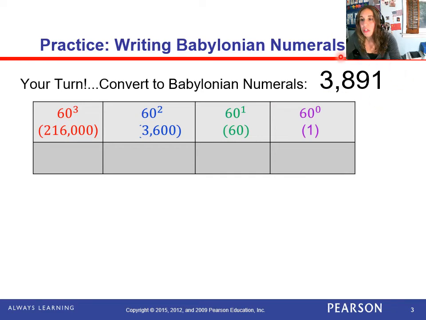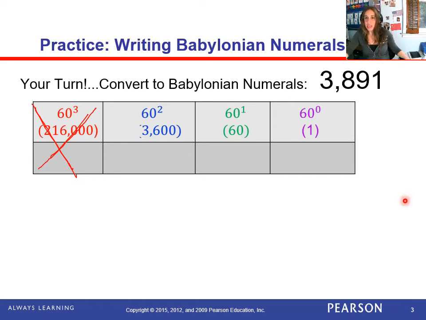So I'm going to look at 3,891 and I'm going to say to myself, okay, well, first, I'm going to say, hold the phone. 216,000, that's way too big, right? So I'm going to be dealing with, starting with the 60 squared place value because 3,600 is not too big.